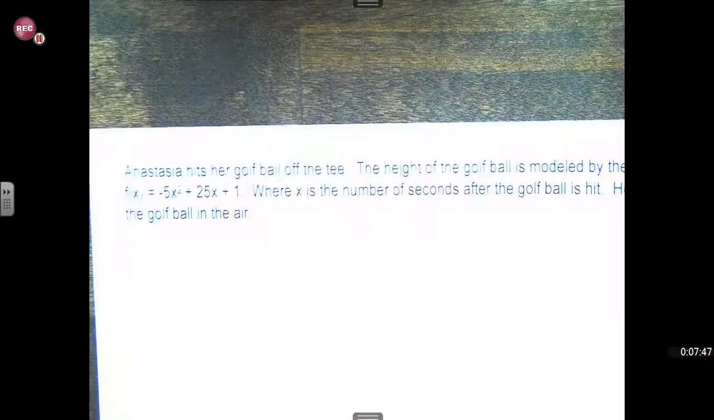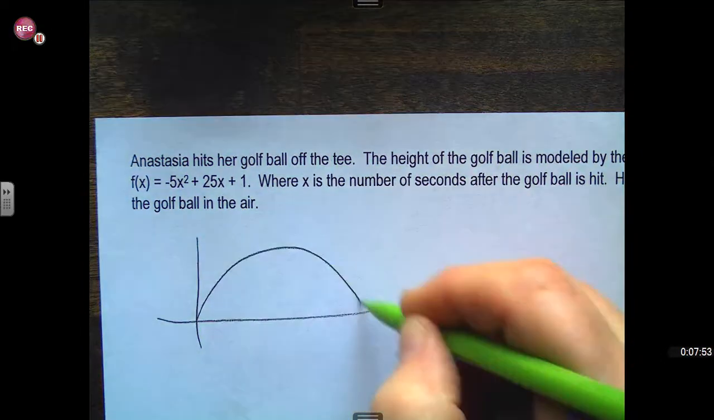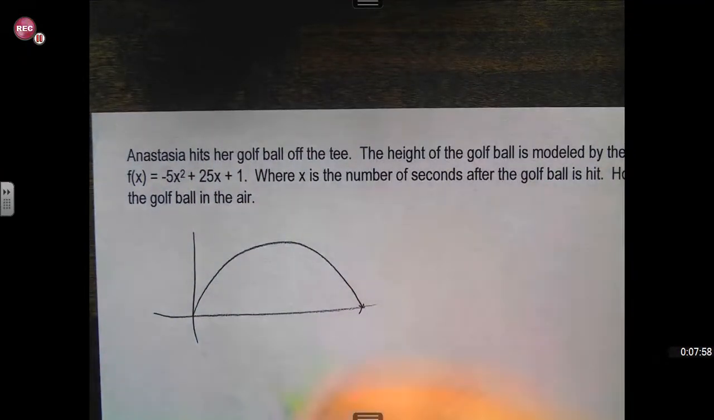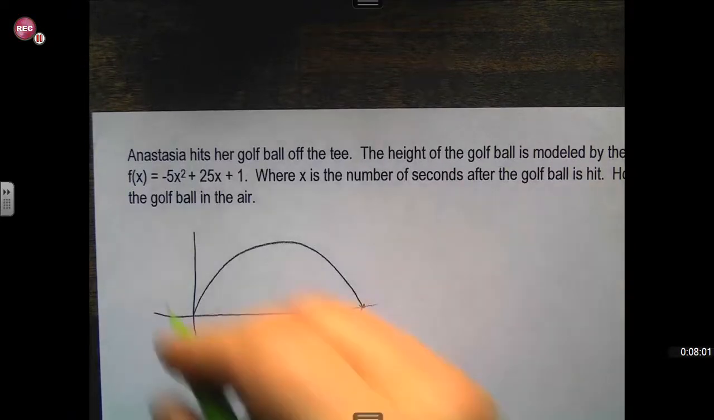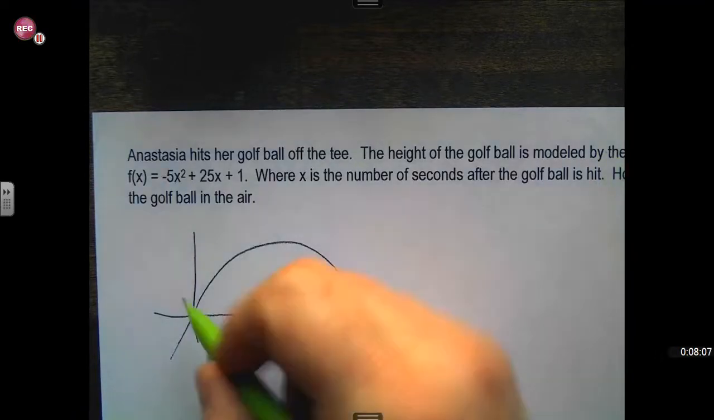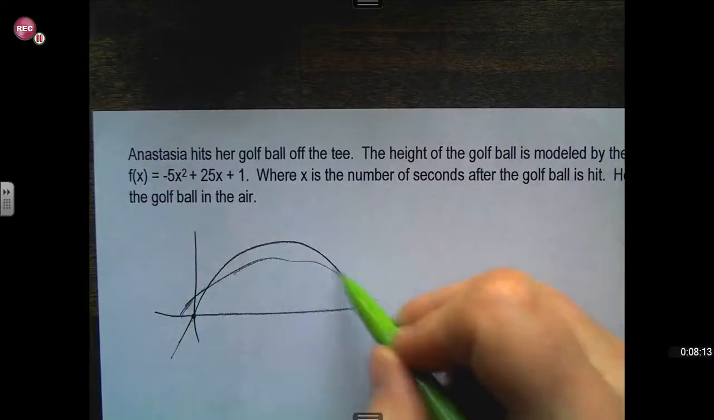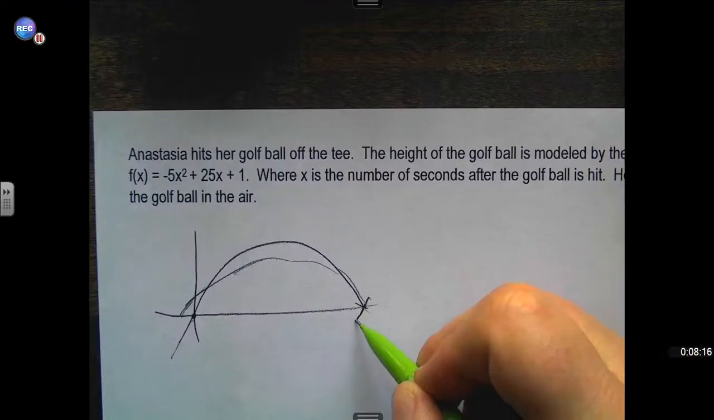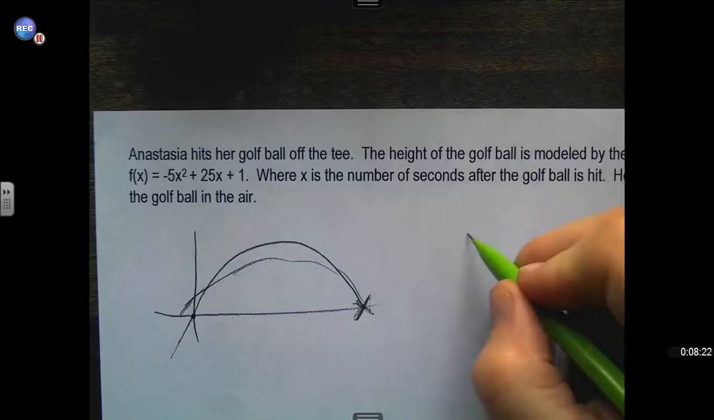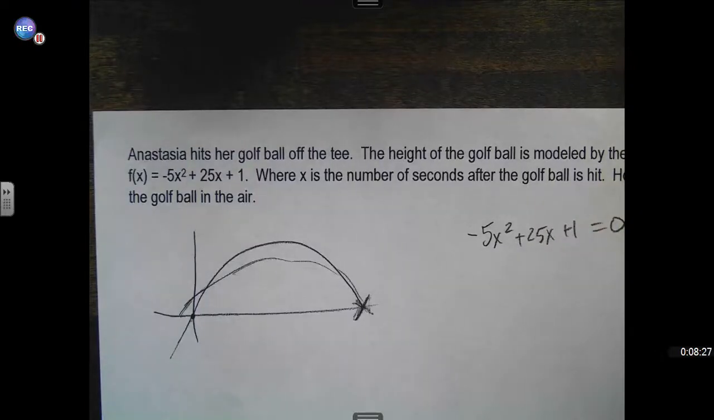and so, we've worked with the physics problems, and, Anastasia's hitting the ball from the ground, and it's going to land on the ground somewhere over here. So the question is asking, how long is the golf ball in the air? And that would be this x-intercept, and then there might be something past that, or it might have been slightly off the ground. It might be more like this. But either way, it's going to land on the ground somewhere. And this is the bigger of the x-intercepts. So I have negative 5x squared plus 25x plus 1 equals 0.